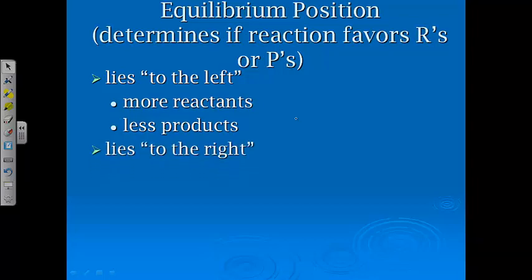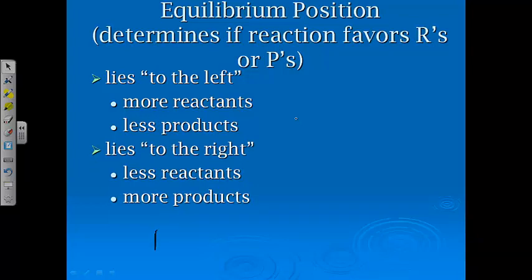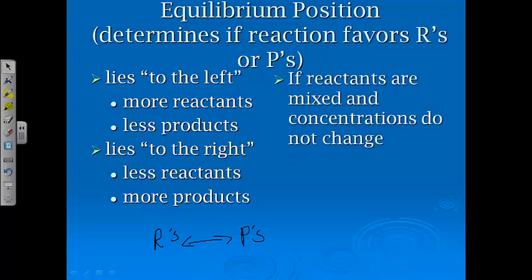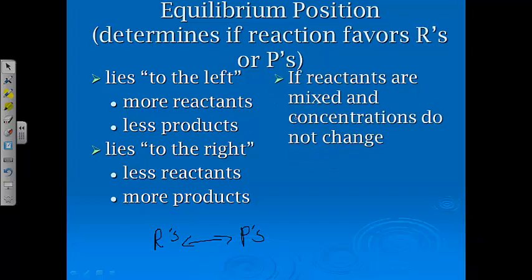Now, equilibrium position. If we say it lies to the left, it means we're going to produce more reactants and less products. And if it lies to the right, it's going to produce less reactants and more products. So the reactants are on the left side of the arrow, or the left side of the equation, and the products are on the right.